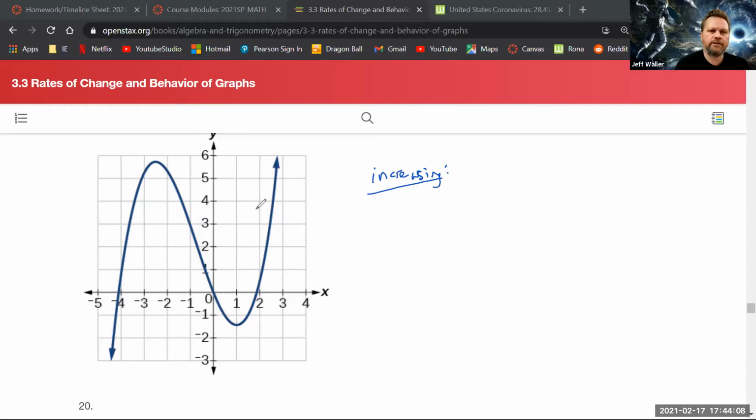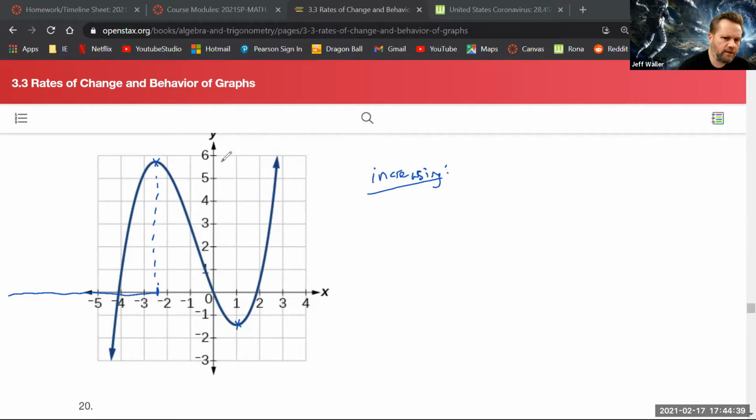If I can find a turning point, then that must mean on one side of it, it was increasing, and on the other side, it's decreasing. So how many turning points are there in this graph? 2. There's one right there, and there's one right there, which means the interval from negative infinity up to the x corresponding to that point, that is where it was increasing.